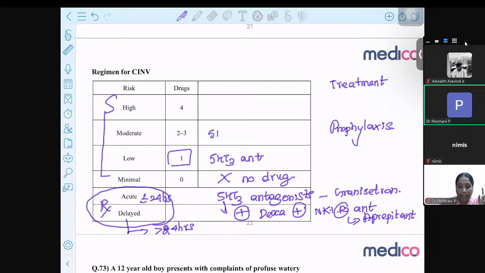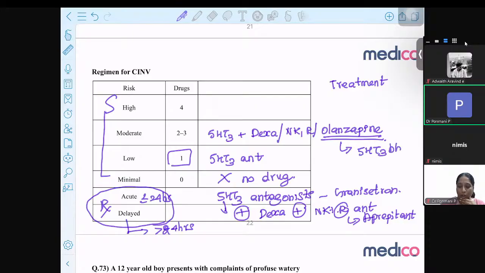If it is moderate, in addition to a 5-HT3 antagonist, you can go for DEXA. If not DEXA, you can go for an NK1 receptor antagonist. If not an NK1 receptor antagonist, you can go for olanzapine. This is one new addition. Why olanzapine? Olanzapine comes under atypical antipsychotics. It also has some amount of 5-HT3 blockade and some dopamine blockade also. Hence, this olanzapine can also be used. Please note it is not used solely, it is used as an add-on.